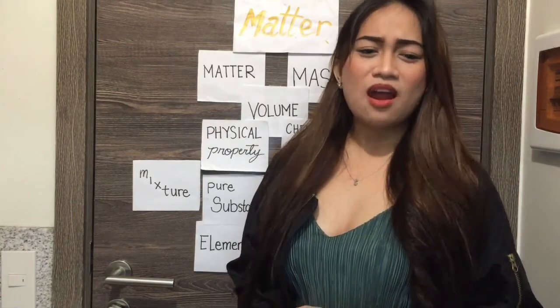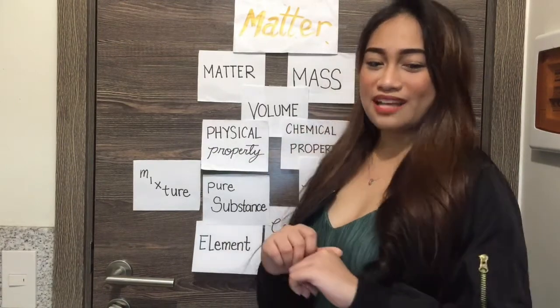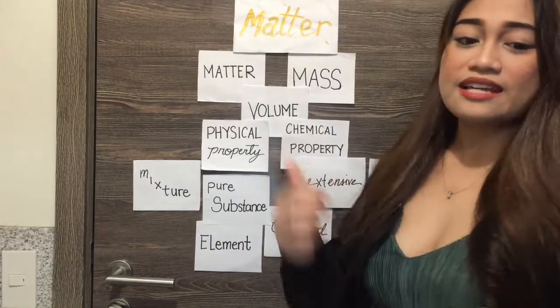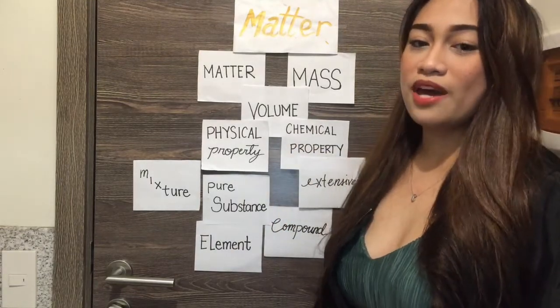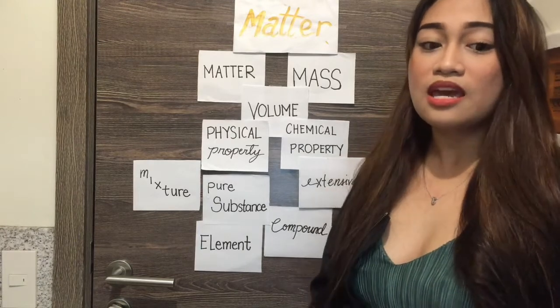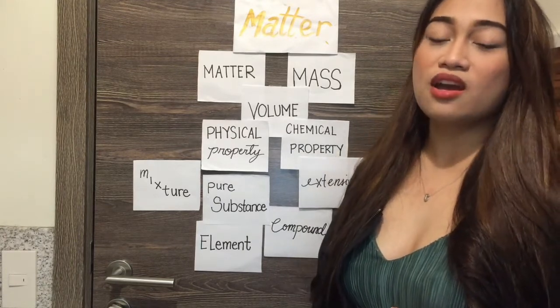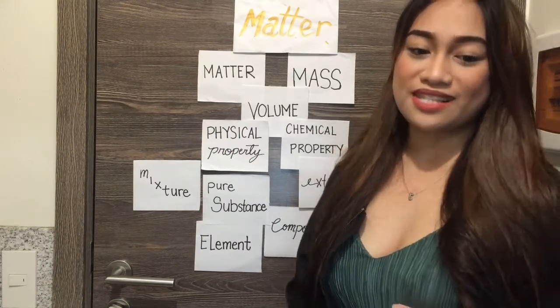Describing matter. Properties used to describe matter can be classified as extensive or intensive. Extensive, such as mass and volume, which depend on the amount of matter in the sample. Intensive, such as density and color, which depend on the type of matter, not on the amount presented.